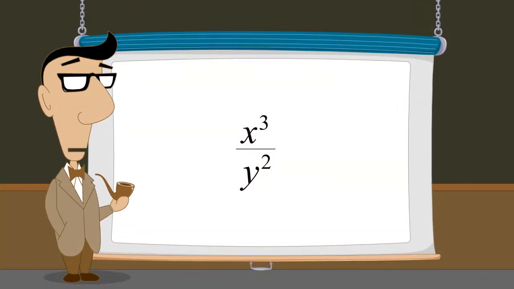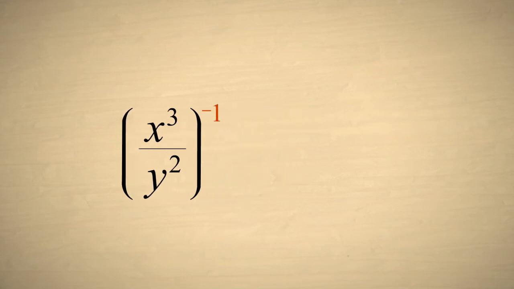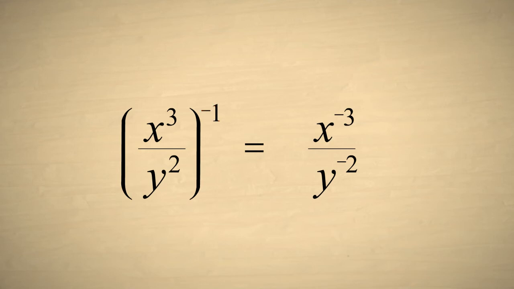Now let's see what happens if we take this result and raise it to the negative first power. Multiplying each exponent in the expression by -1, we get x to the -3 over y to the -2. Moving each term to the opposite side of the fraction and changing the sign of the exponents, we get y squared over x cubed.